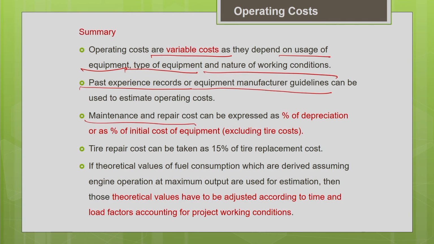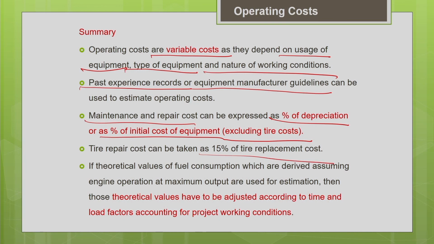Another important thing to be noted is the maintenance and repair cost of the equipment. It can be expressed either as a percentage of the depreciation or as a percentage of the initial cost of the machine excluding the tire cost, because tire repair will be considered separately, as the life and deterioration rate of the tire are different from the remaining part of the equipment. So when you calculate the maintenance and repair cost, we exclude the tire cost. If you don't have much information on the tire repair cost, you can just add 15% to the tire replacement cost to get the tire repair charges.